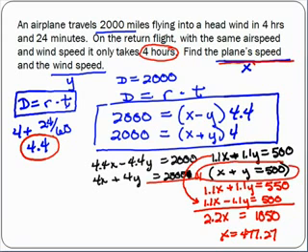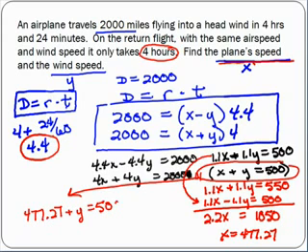So let's bring this guy over here. So we want 477.27 plus y is equal to 500. So therefore y is 22.73 miles per hour. So that's the wind speed. So those are the 2 variables.